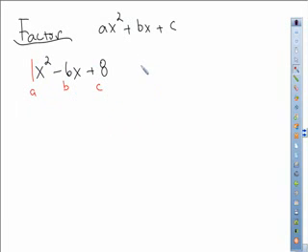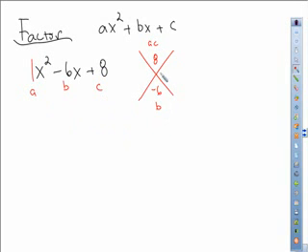Now to factor this, what we're going to use is the x, what I call the x method. To get this number right here, you multiply a times c, or the first number times the last number. So this would give us 8. To get this number here, it's the middle number, it's whatever b is. So b in this case is negative 6.